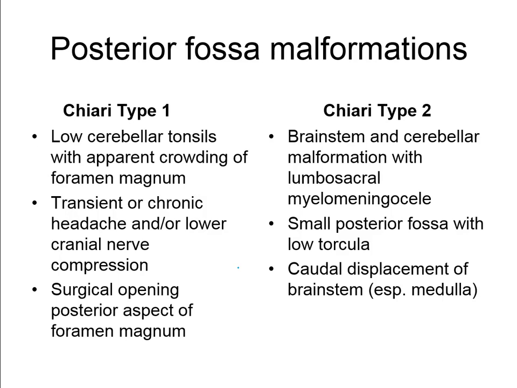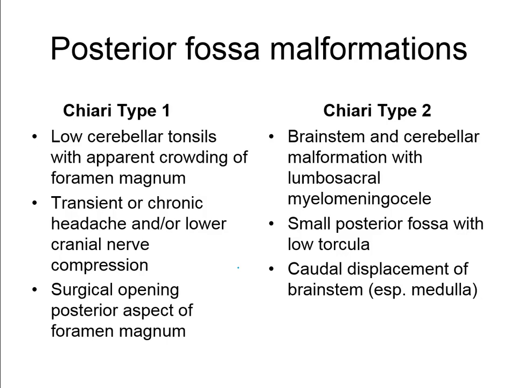So the Chiari type 2 is a far more complex malformation. It is both a brainstem malformation and a cerebellar positioning malformation, and it is associated with a myelomeningocele in the lumbosacral region. They have a small posterior fossa with a low torcula. Those of you who read the reading know what the torcula is, because we're going to talk about it in the second half of the lecture.